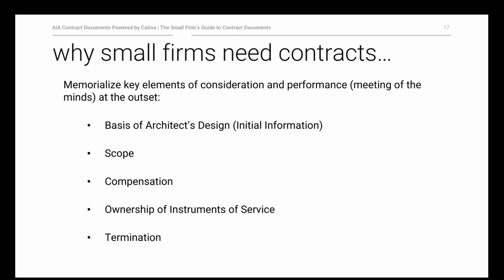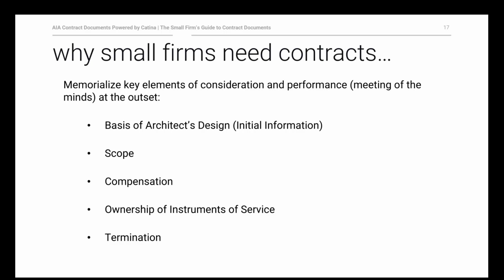In the AIA documents, the architect and its consultants retain ownership of the instruments of service and the intellectual property therein, and the owner is licensed to use those instruments of service to construct the project and to maintain it and in the future do alterations, subject to certain other terms and conditions. And then also, how might the parties terminate this agreement if circumstances arise that warrant a parting of the ways?